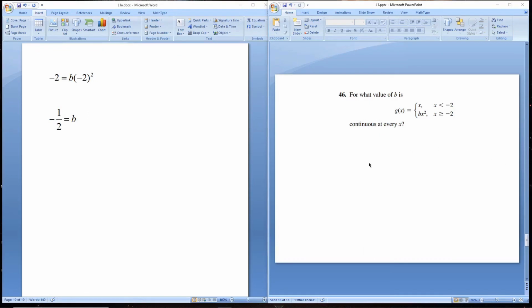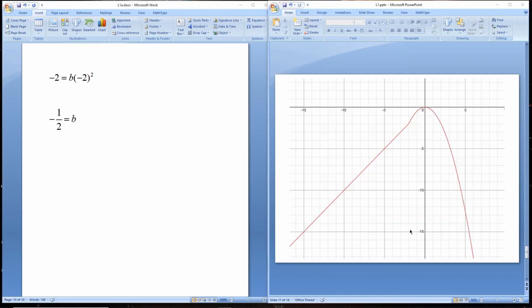So let me show you what that graph looks like. Now I'm going to graph this with b equal to -1/2, and that's what it looks like. To make these touch at -2, we actually had to flip the quadratic around, and you can see now they touch. And so now this piecewise function is everywhere continuous. We can draw this one line without picking up our pen.